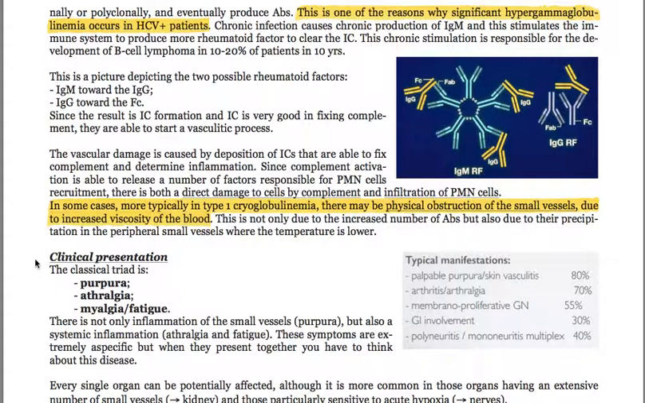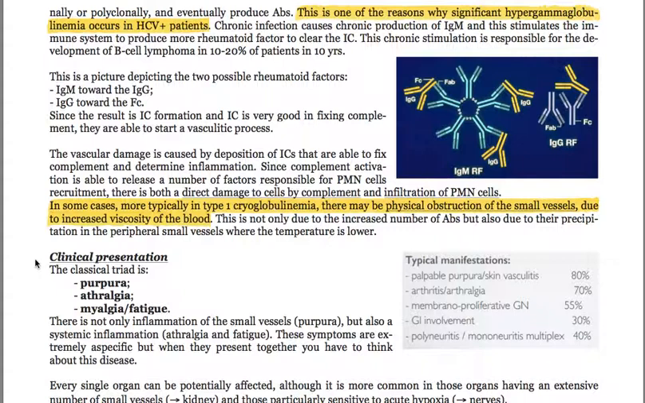This is one of the reasons why significant hypergammaglobulinemia occurs in HCV-positive patients. Chronic infection causes chronic production of IgM, and this stimulates the immune system to produce more rheumatoid factor to clear the immunocomplexes. This chronic stimulation is responsible for development of B-cell lymphoma in 10-20% of patients in 10 years.